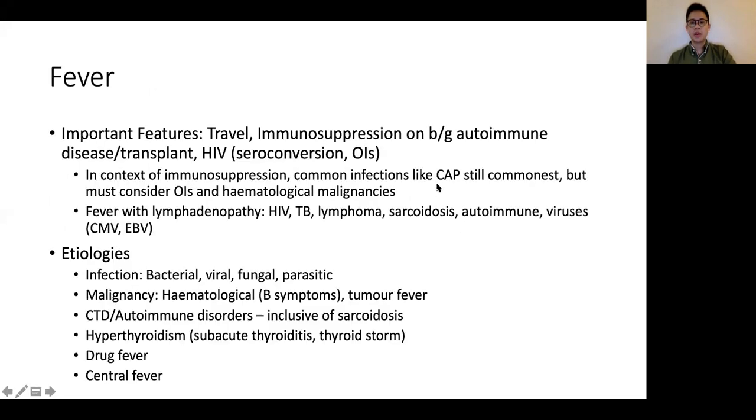So beginning with fever, I think an important starting point is to identify certain key features that would significantly shape the differentials for fever. This would include travel as well as immunosuppression that may occur in the context of a patient with background autoimmune disease or transplant who is taking immunosuppressive medication.